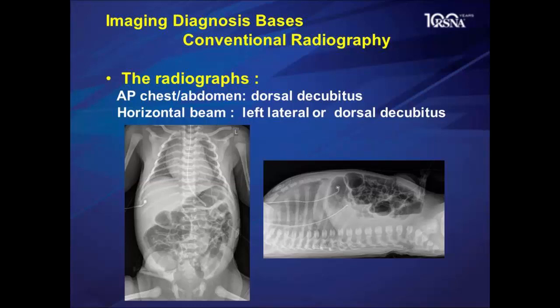Classically, two views are obtained: one supine frontal view, and then another orthogonal view. Different institutions have different protocols, either a cross-table lateral view or a left lateral decubitus view, to help show possible abnormal air in the peritoneum building up on the right side, close to the liver. Personally, I prefer this approach because you don't manipulate the baby, especially if the baby is intubated.